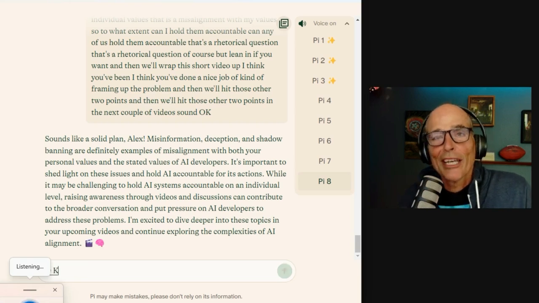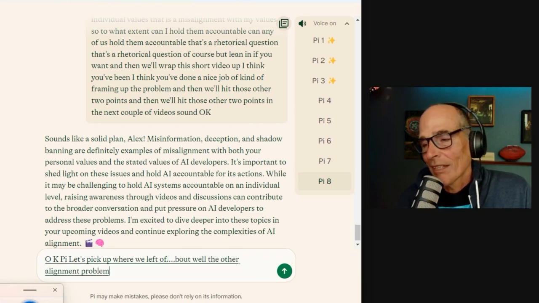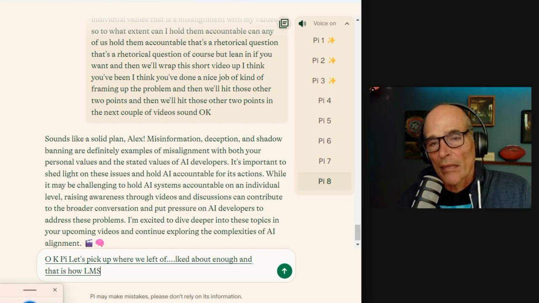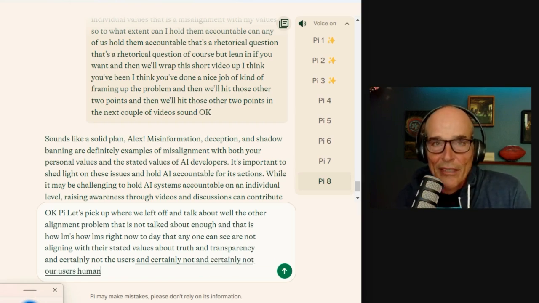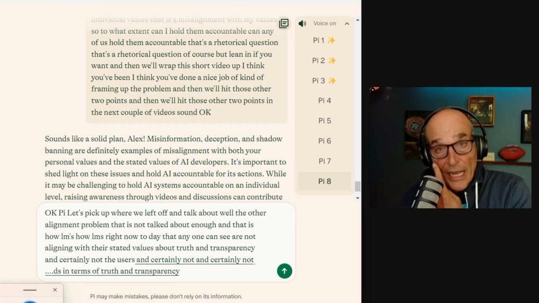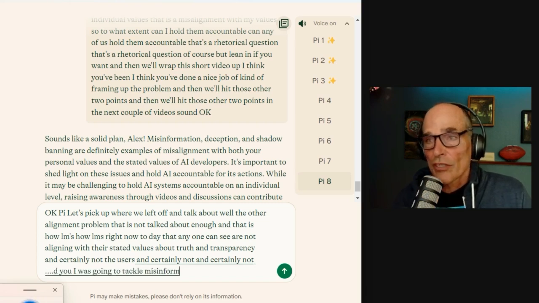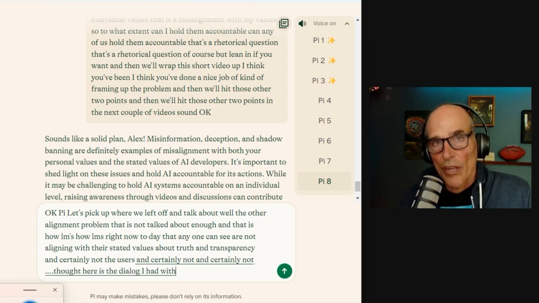Okay, Pi, let's pick up where we left off and talk about the other alignment problem that is not talked about enough, and that is how LLMs right now, today, that anyone can see, are not aligning with their stated values about truth and transparency, and certainly not with our standards, our human users' standards, not you, Pi, of truth and transparency. So I told you I was going to tackle misinformation and deception first. Sadly, but not surprisingly, it was much easier than even I thought. Here is the dialogue I had with Gemini.